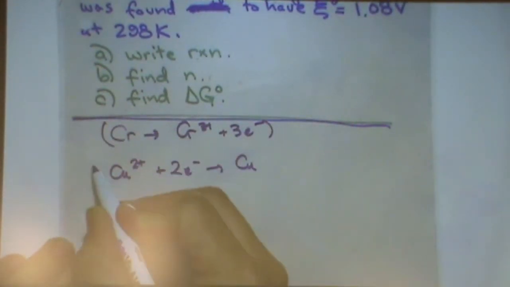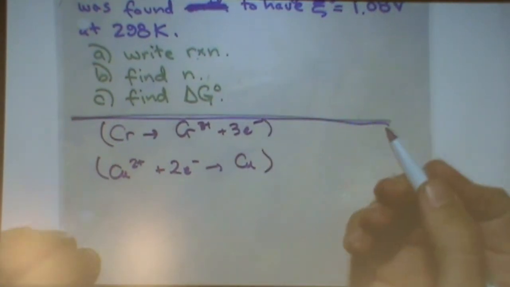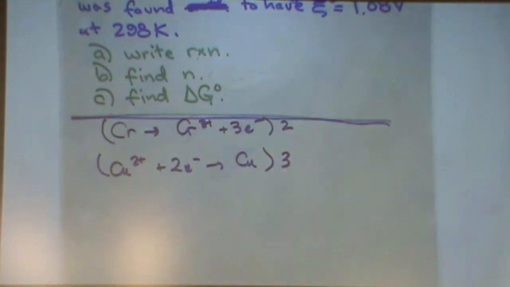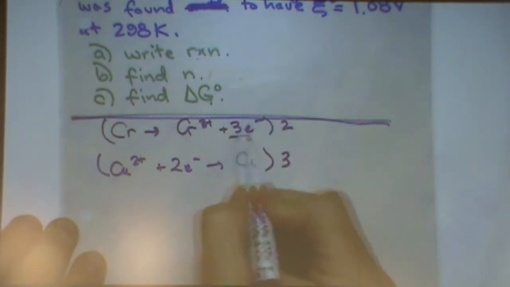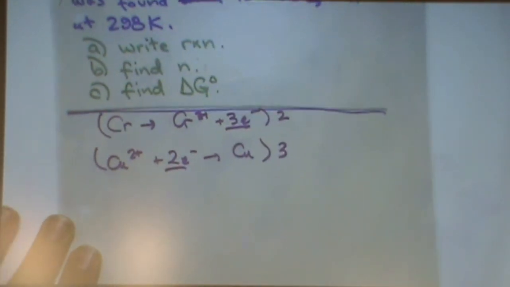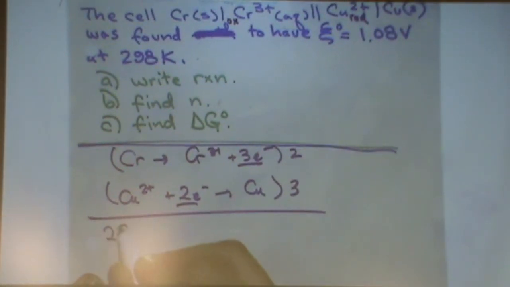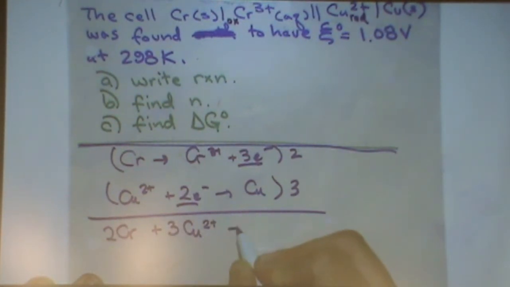Let's get the overall reaction, because part A said, write the overall reaction. I'm going to multiply this by 2 and this by 3 because I want the least common multiple of the electrons. Those must cancel. They're the intermediate of the reaction. Question? So, 2 chromium plus 3 copper 2 plus goes to 2 chromium 3 plus.